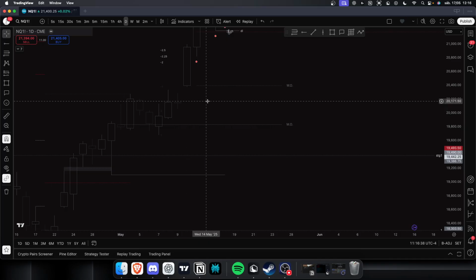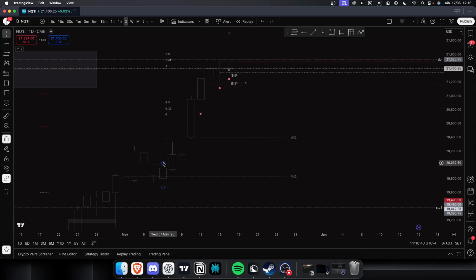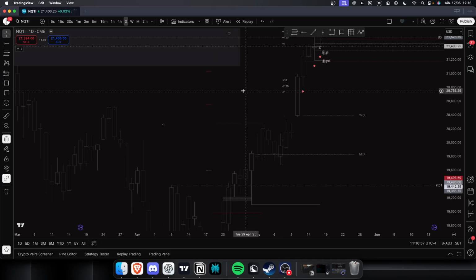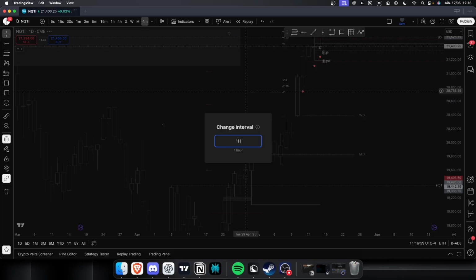As you can see here, I have a move marked out right here that gave me the reversal area, more or less, that would reject the weekly move. Let's try to find it. I think it's on an hourly.